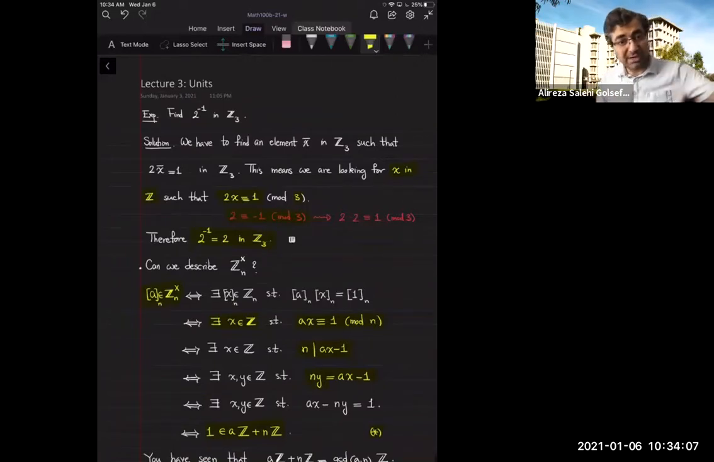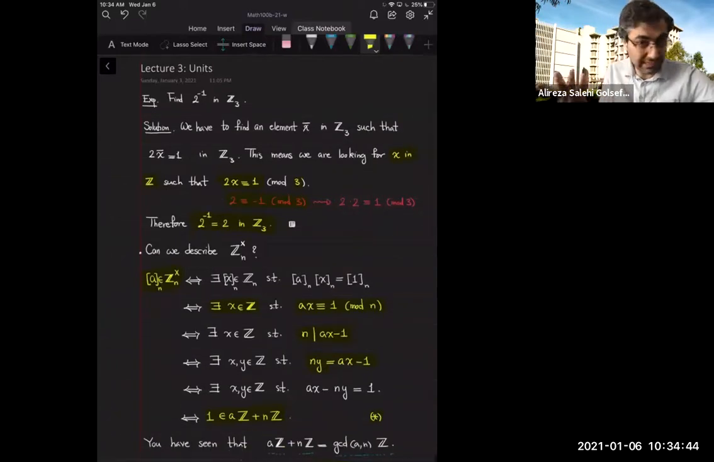So 1 over 2 is a rational number. Elements of Z sub 3 are residue classes. So they are equivalence classes within integers. So our answer should be an integer or a residue class represented by an integer. So this means we are looking for some element inside Z whose residue class times 2 is 1 mod 3. This means we are looking for a solution for the congruence equation 2x congruent to 1 mod 3.